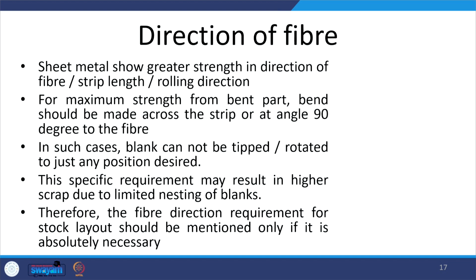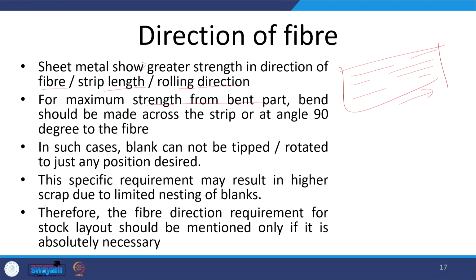Direction of fiber, as I said, the rolled sheets will have the grains oriented in a particular direction, and the direction of the grains will show the greater strength. So, if there is any specific preference with regard to the stock layout and further processing of the product later on, and if we impose that kind of condition, then the stock layout must be done in that way. That has to be kept in mind, that the blanks are produced from a particular direction of the strip. Okay. The sheet metal shows greater strength in the direction of fiber, strip length, or the rolling direction.